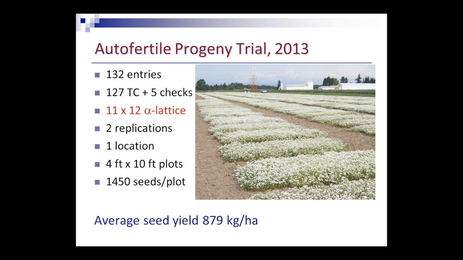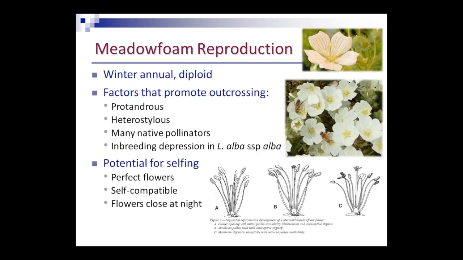We had 132 entries. There were 127 of our actual test cross genotypes and 5 checks I included to get up to the 132. And so I used an 11 by 12 alpha lattice. We had 2 reps, just one location here in the Willamette Valley at Hyslop Farm. And these plots were a little bit smaller. We didn't have as much seed generated, so we had slightly smaller plots. And as I said, quite a bit lower yield potential.